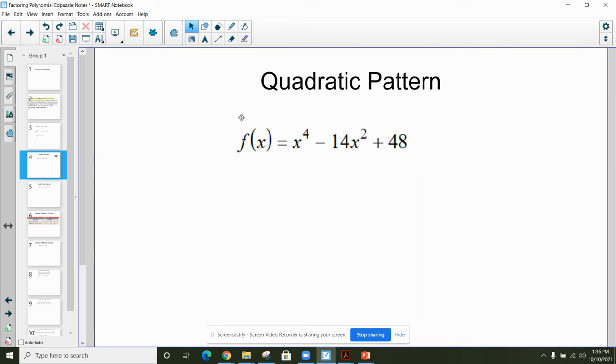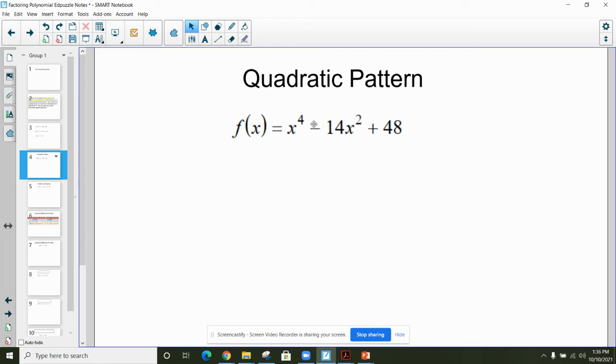All right, so here, this is called the quadratic pattern. We call it the quadratic pattern because we're going to use the same strategies that we use to factor a quadratic, the reverse foiling or double distributing strategy. So whenever you have a trinomial, if you're taking notes, please write this down. Whenever you have a trinomial, three terms, and the degree is even, so a quadratic 2, this is a fourth degree, a sixth degree, eighth degree, the quadratic pattern may work.